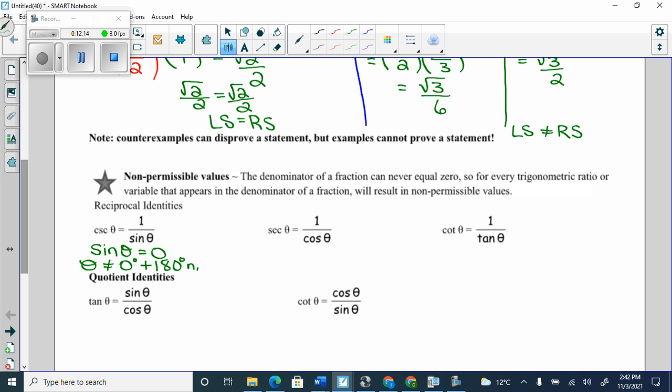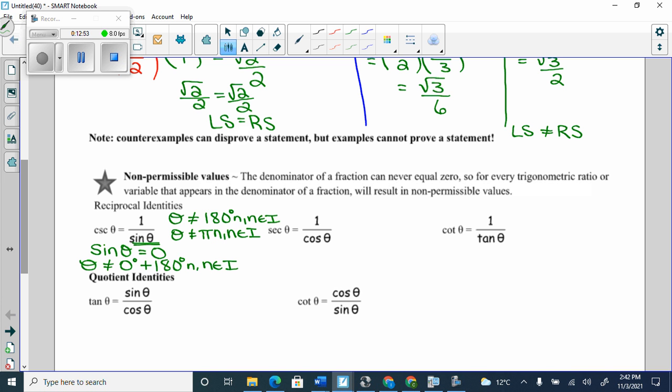What else do we need? N, right. Do I need to write the 0? No. So technically, whenever I have sine in the denominator, theta can't equal 180 degrees N, N an integer, or in radians, that would be pi n, N an integer. So whenever you get a sine denominator, you're going to have those non-permissible values every single time. Whenever you get cosecant, you're going to have those non-permissible values because you're going to have a division of sine.